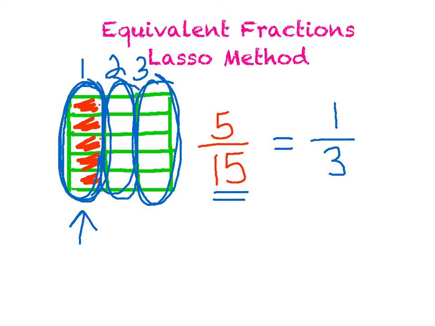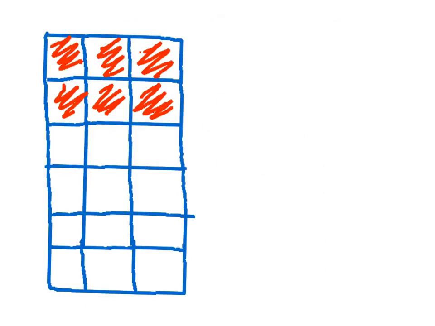And I can tell that because if I take 1 and multiply it by 5, I get 5. If I take 3 and multiply it by 5, I get 15. So that is one example of the lasso method. Let's try another one. We're going to start with this guy right here. Let's see what we have for a regular fraction first, and then we can figure out if there's an equivalent fraction or maybe more than one equivalent fraction to go with it.